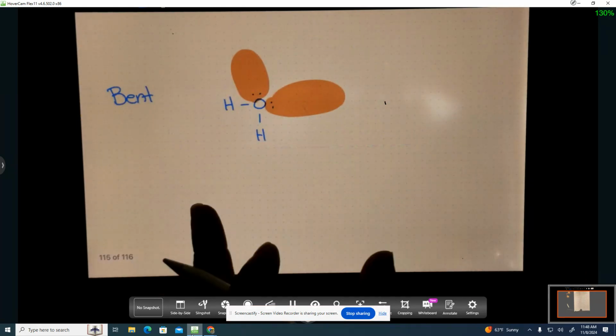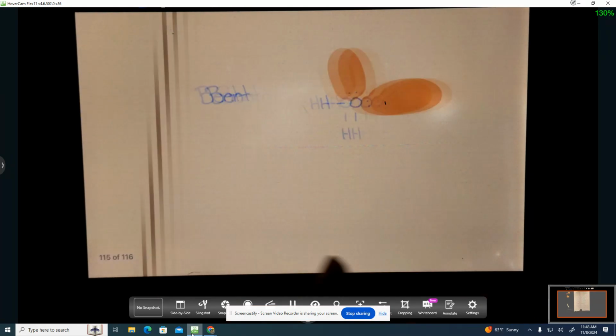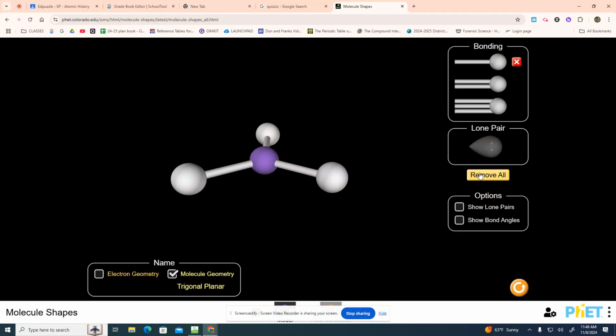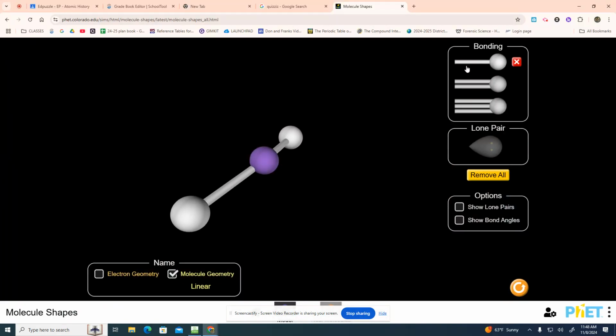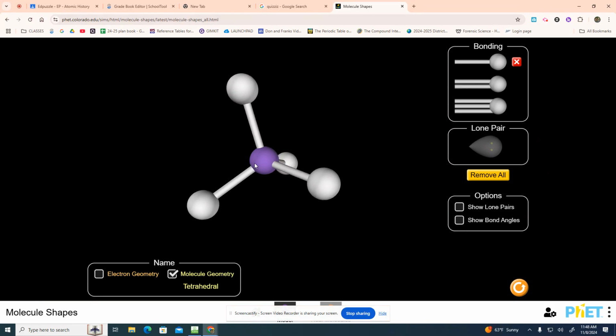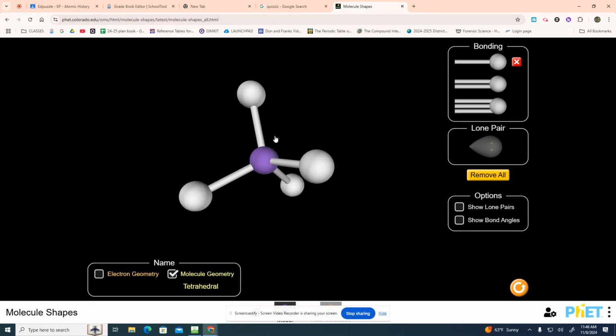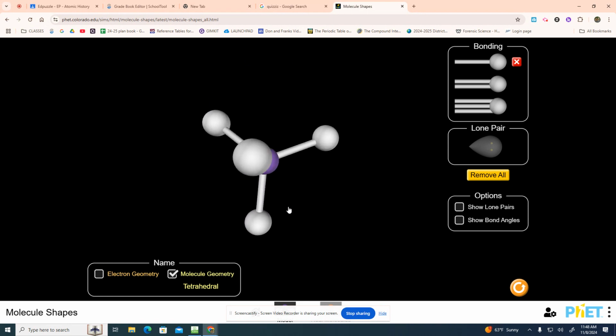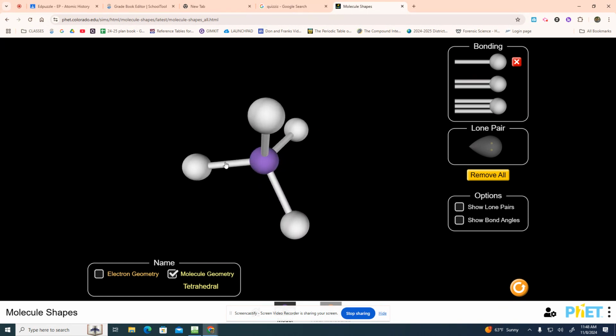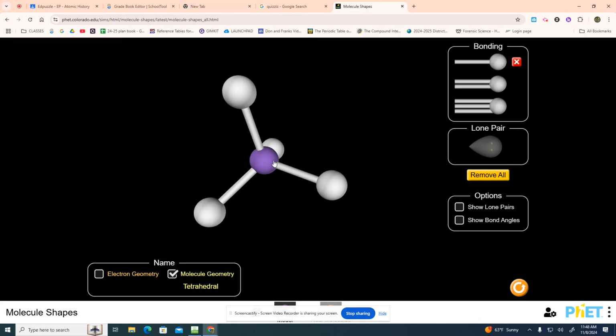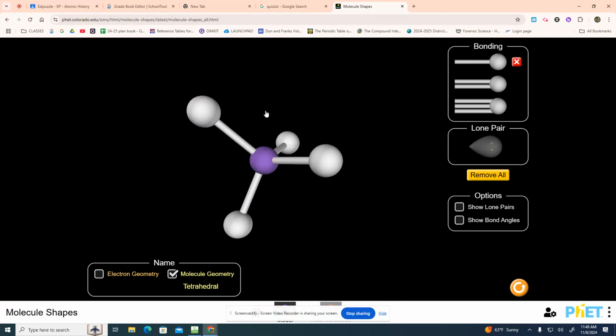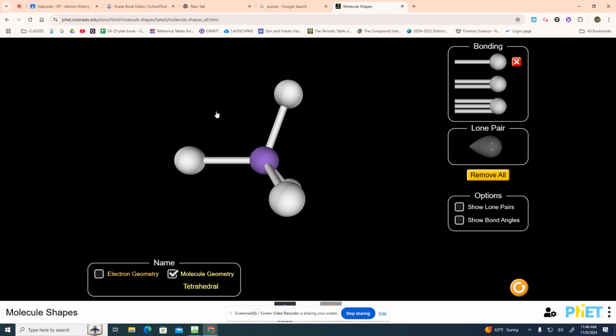Okay, so we had bent, we had linear, and now the last one. Carbon with 4 around it: hydrogen, hydrogen, hydrogen, and hydrogen. Let's build it. 1, 2, 3, 4. Okay, take a look at that. Does it look like a jack like you played with when you were a kid? You never played jacks before? Deprived childhood. Okay? That's like a jack.